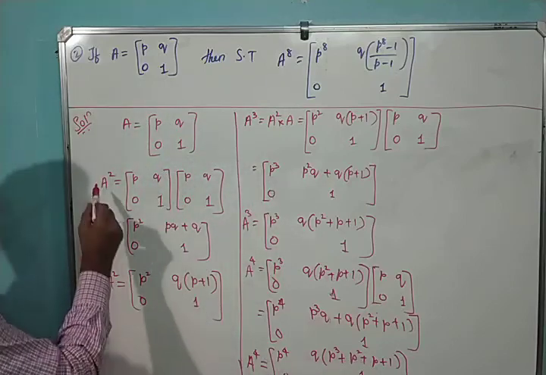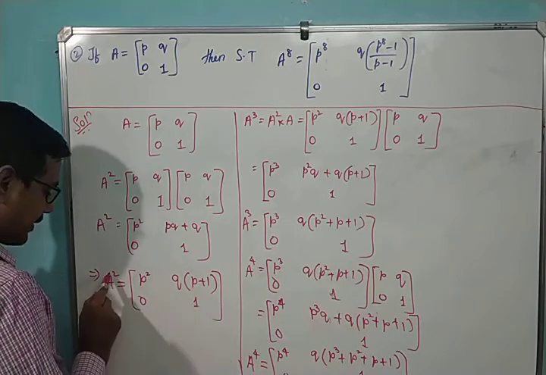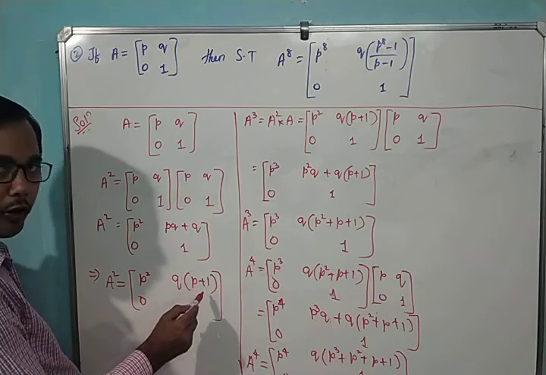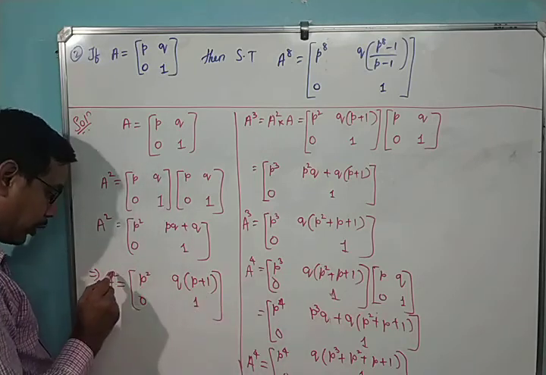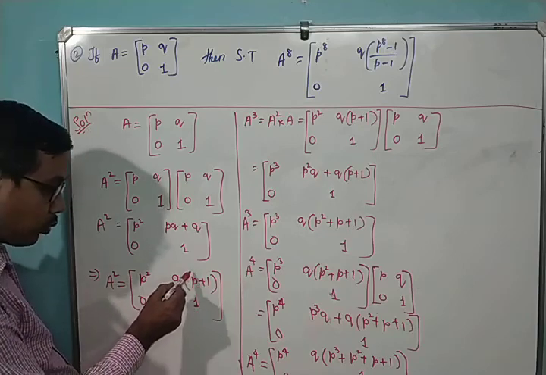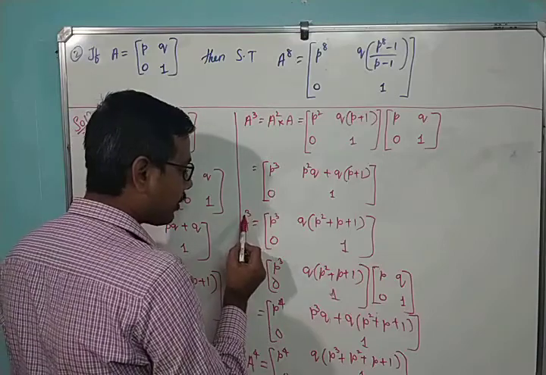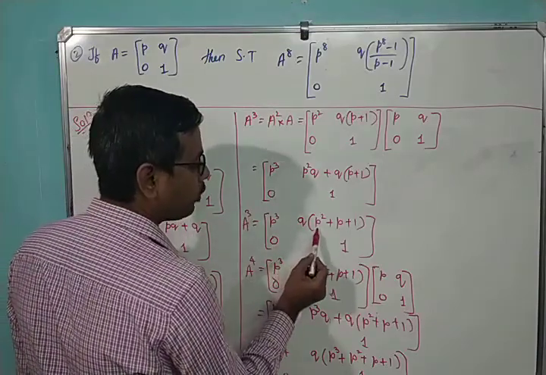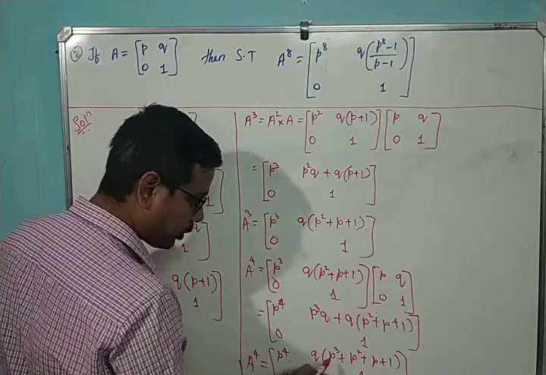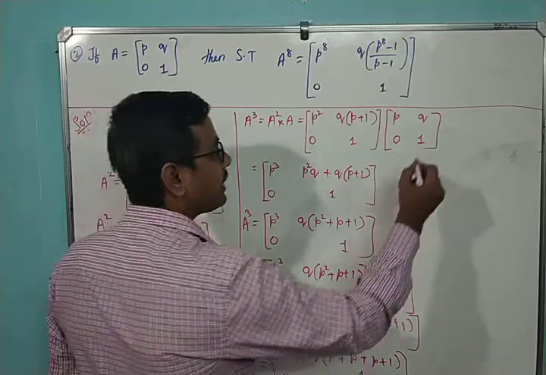So when it was A square, it was Q into P plus 1. It is linear. When here the power of A is 2, here the power of the polynomial which is multiplied to Q is 1. Here 2, here 1. When we have taken A cube, here the power is 3. Here the highest power is 2, P square plus P plus 1. When we have taken A to the power 4, here the power is 4. Here the highest power is 3, P cube plus P square plus P plus 1. Right?